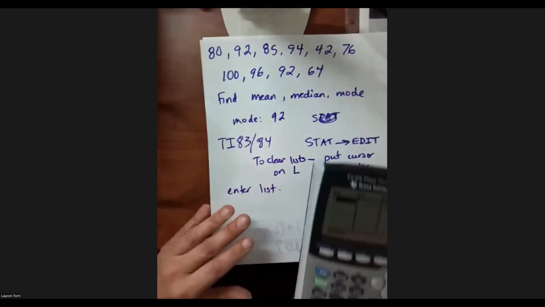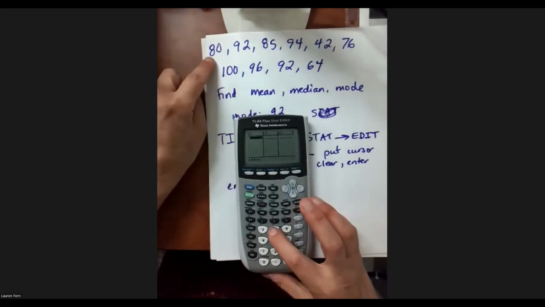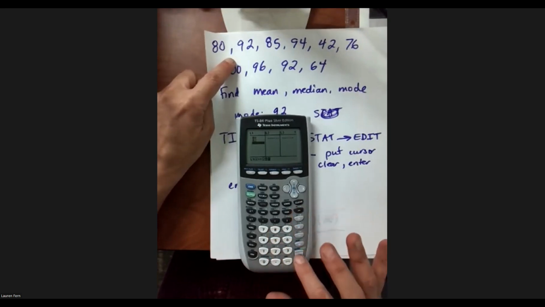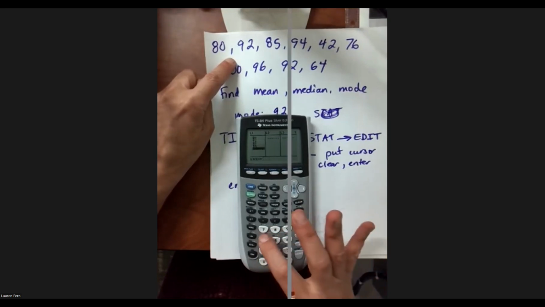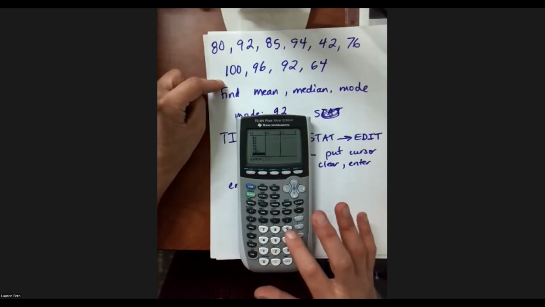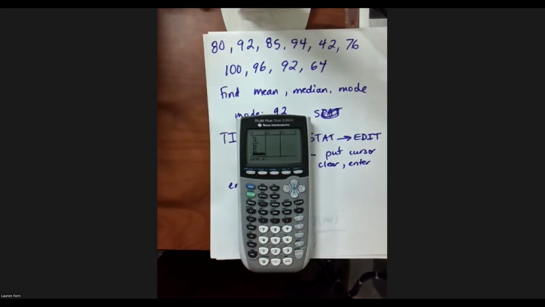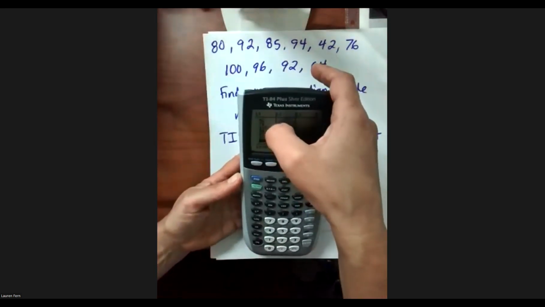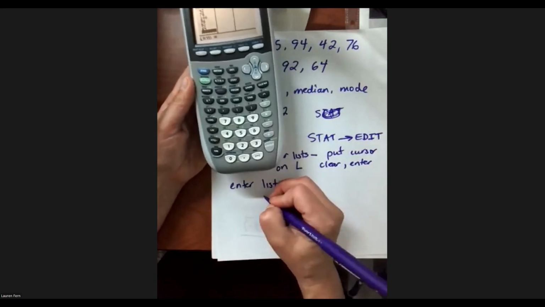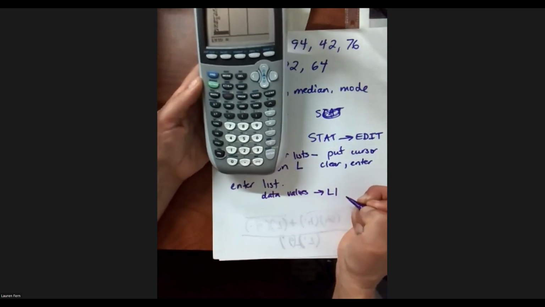Awesome. So now we're going to enter our list of data. This is the hard part because this is the part where you can make typos really easily. But literally what I'm going to do is enter my data. So I hit 80, enter, 92, 85. And I won't talk your ear off through these. I'm just going to hope I don't make a typo. All right, so I entered all my data points. I just put them in and hit enter. So you enter your list, putting your data values in your L1 list.